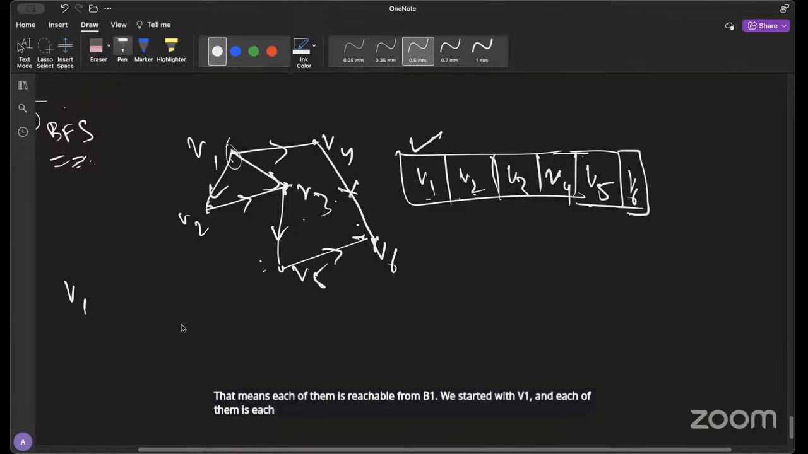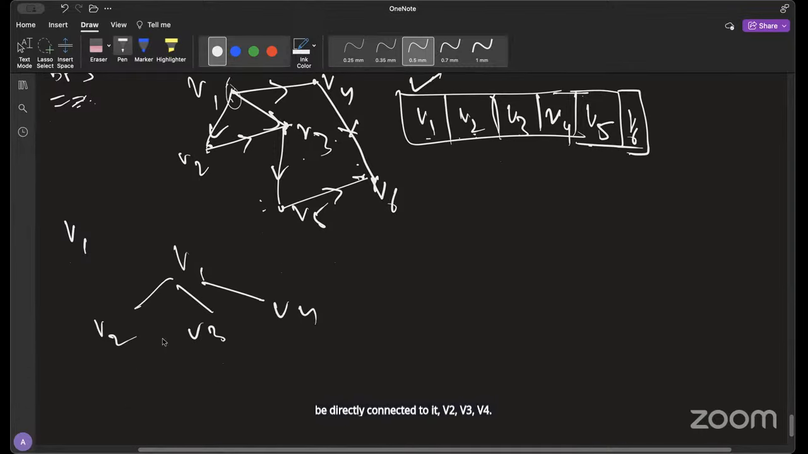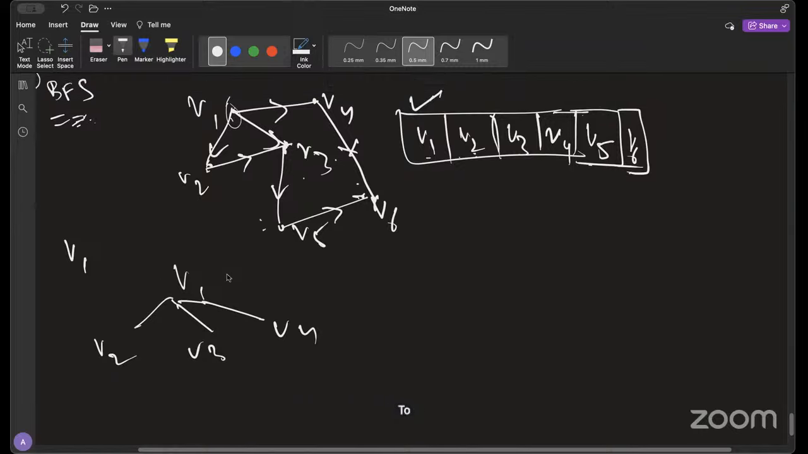And how do you make a tree out of it? So you have V1 and then you have three directly connected to it, V2, V3, V4. And then V2 ends here. Connecting V4, right? Yeah, V3 is not connected to V4 directly. It doesn't have an edge with V4. So why after V3, V4?